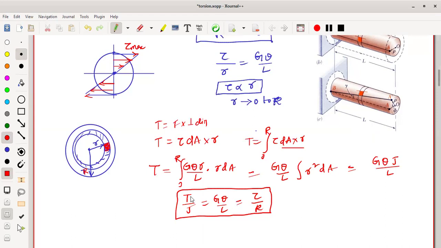Here T is nothing but twisting moment, J is polar moment of inertia, G is rigidity modulus, theta is angle of twist, L is length of the shaft, tau is shear stress, and R is radius of the shaft. That's it. In the next class, we are going to discuss the remaining things.